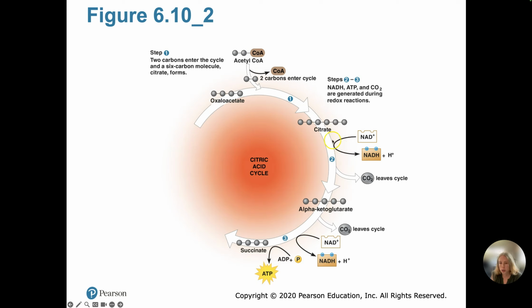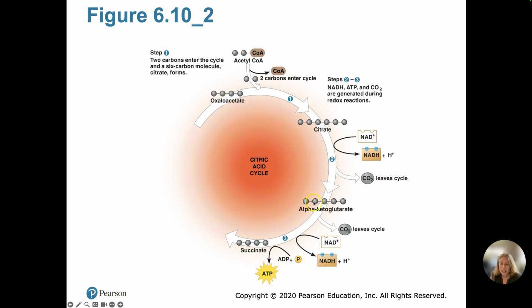So in step 2, there's a few things that happen to turn citrate into alpha ketoglutarate, which is a 1, 2, 3, 4, 5 carbon molecule, but citrate is a 6-carbon molecule. That means we have to lose a carbon somewhere along the way, and we can see right here we lost the carbon as CO2. So that is why we only have a 5-carbon molecule. And somewhere along this stage as well, NAD+ will be reduced to NADH. We now have alpha ketoglutarate.